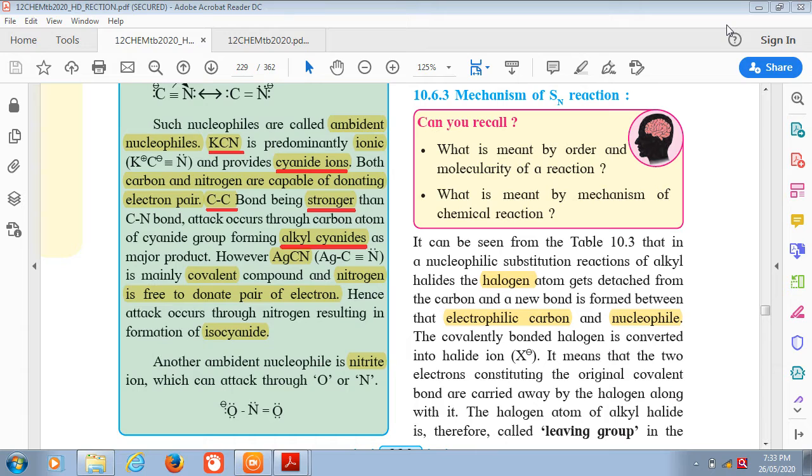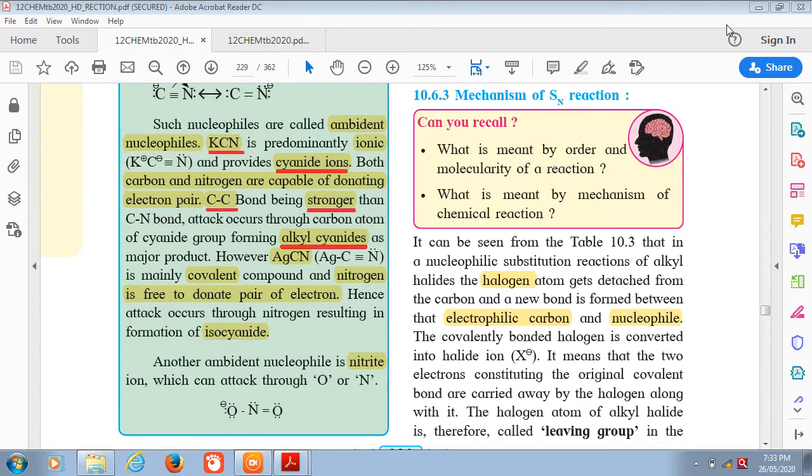Our topic is halogen derivatives. Now let us study the mechanism of SN reaction. What is the meaning of SN? We will start from that word. S for substitution, N for nucleophilic. The meaning of this and the terms involved in it we already discussed.